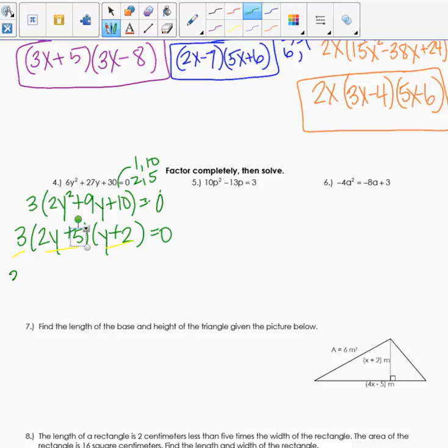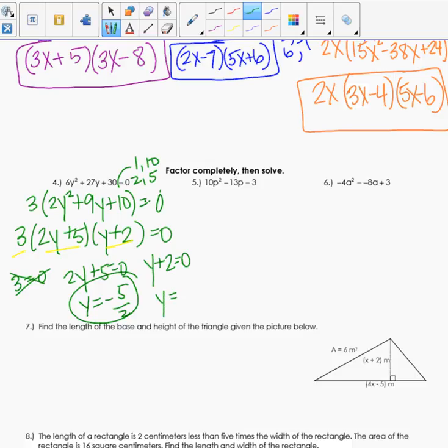And that first one, 3 equals 0, mathematically doesn't get me anywhere. 2y plus 5 equals 0. And y plus 2 equals 0. So one of my answers is negative 5 halves. And my other answer is negative 2. Okay. For number 5, that's not set equal to 0, so I need to subtract over.